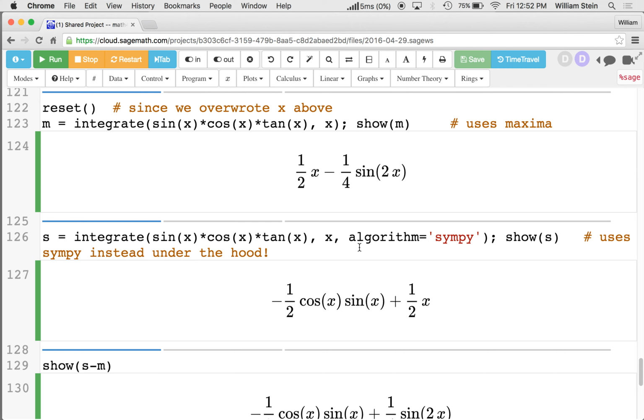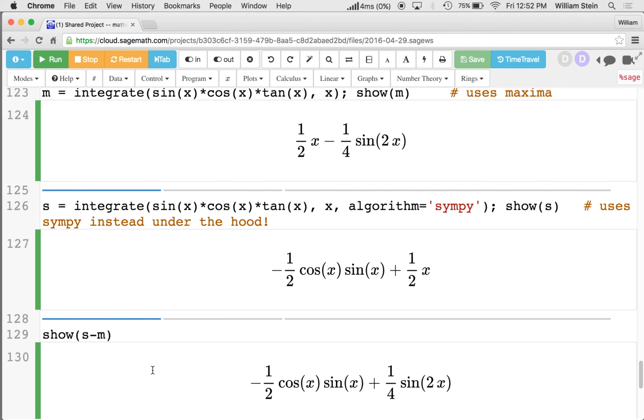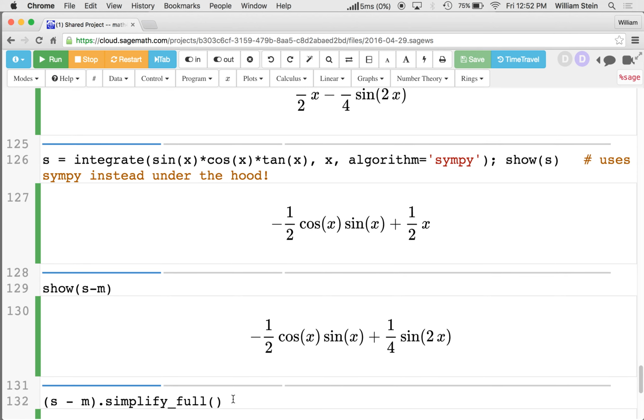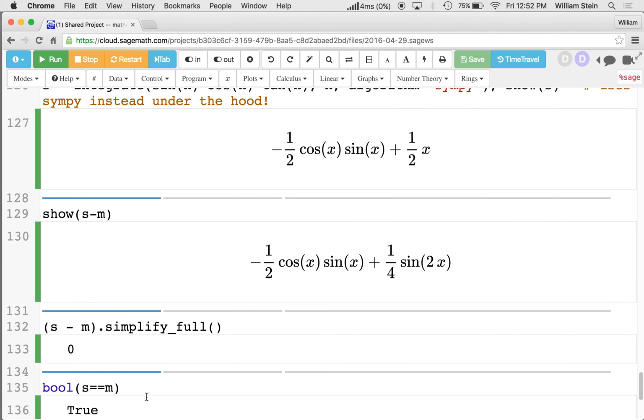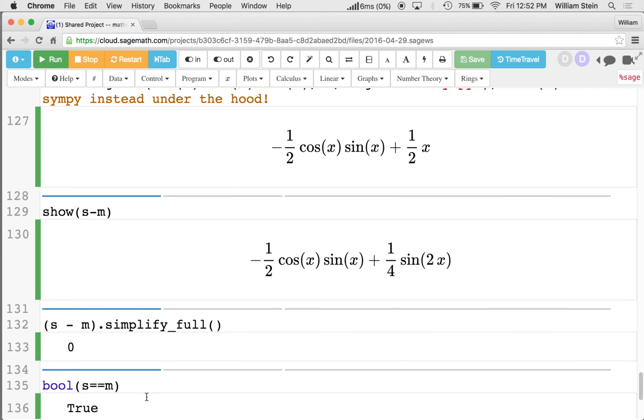Notice here the answer is different. You guys, of course, are so good at math, you'll instantly see they're really the same via some trig identity, but they look different. And you can check that they're the same by doing simplify full or bool of one equals the other, and that says true. So you get two different looking answers, but they're really exactly the same function. You're only guaranteed that they differ by a constant, but here they actually are the same.